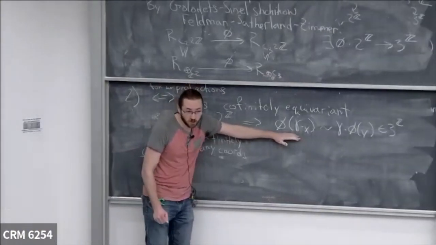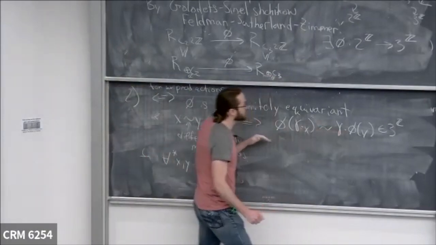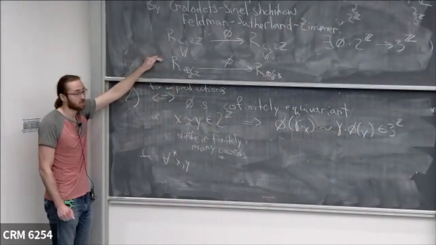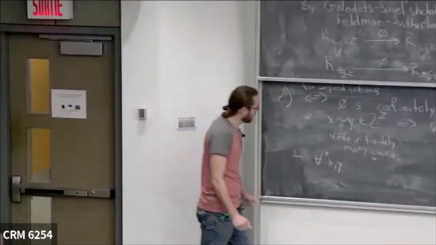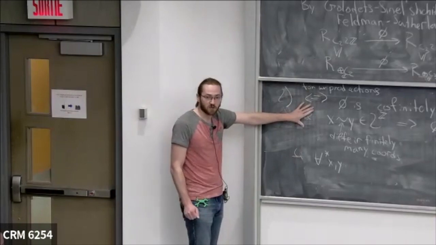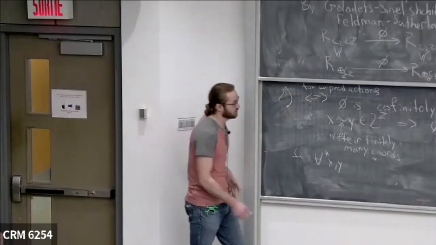And the same property, if we replace these Zs by F2s, translates into an orbit equivalence between the appropriate wreath products at the level of C2 wreath F2 and C3 wreath F2. And so step three is just to go from the existence of this cofinitely equivariant map between 2 to the Z and 3 to the Z to a cofinitely equivariant map between 2 to the F2 and 3 to the F2.